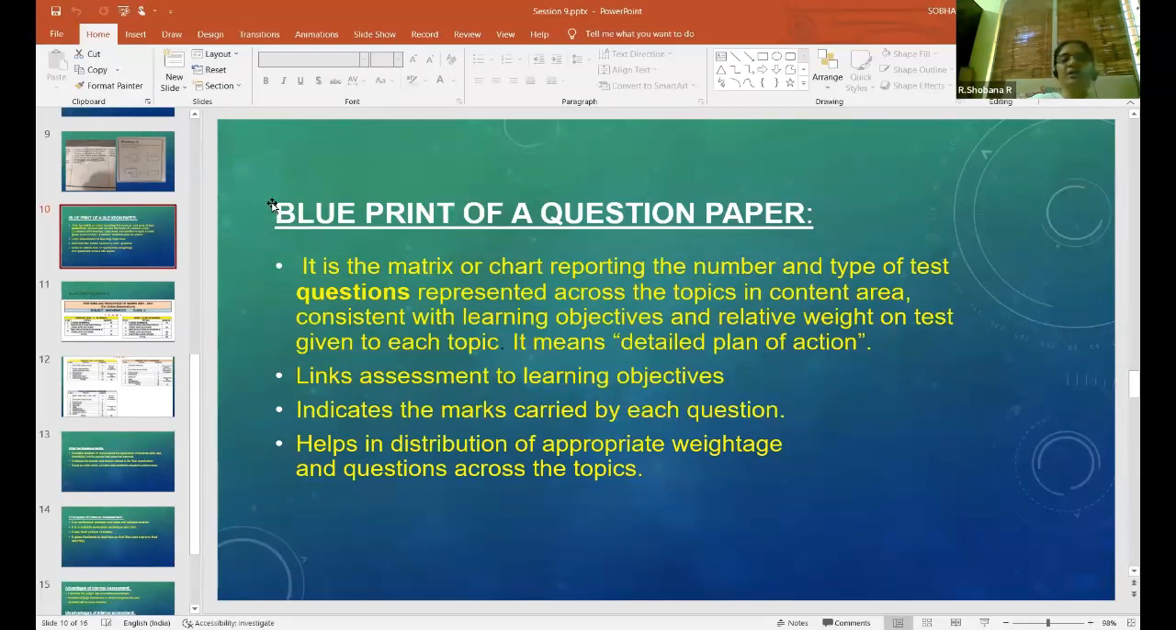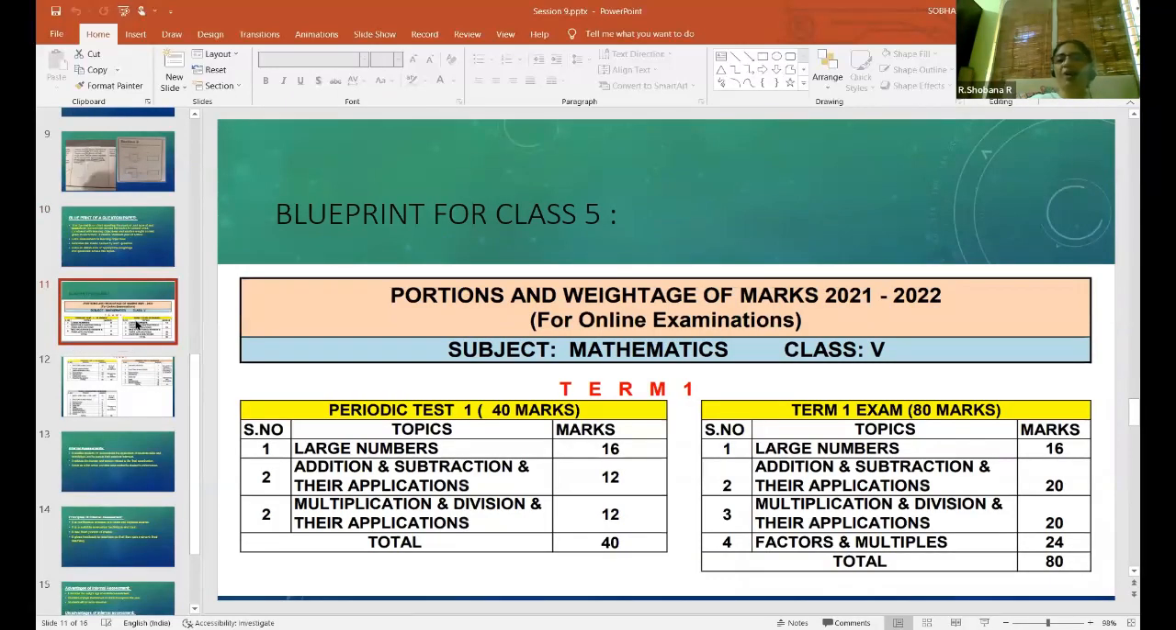So the blueprint is an essential one before we start setting the question paper. And I have added a blueprint of class 5 from our school. So you all can just have a view. Charu ma'am, can you just quickly go through this class 5 blueprint of our school, ma'am, for periodic test 1? Yes, ma'am. I'm just looking at it. So this is just for term 1.